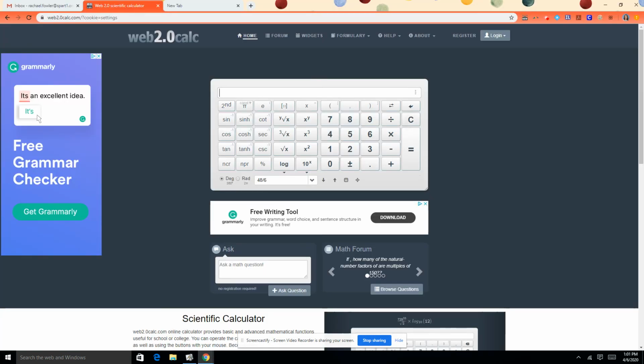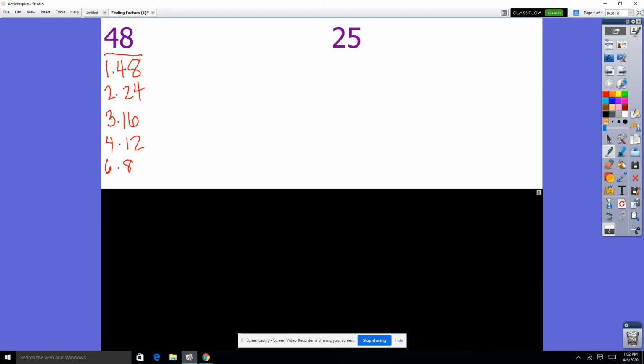Then my next number is going to be 7. So when I divide by 7, it comes out a decimal. So I know that 7 is not a factor of 48. And then my next number is 8, which I already have on my factors list. Once you get to a number that repeats, you know you have found all of your factors. So I have a list of all my factors of 48. 1 and 48, 2 and 24, 3 and 16, 4 and 12, and 6 and 8.